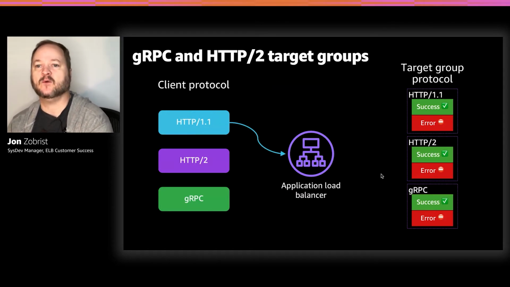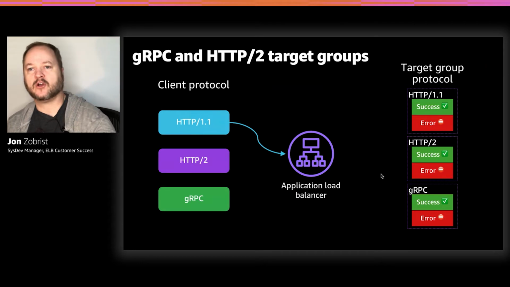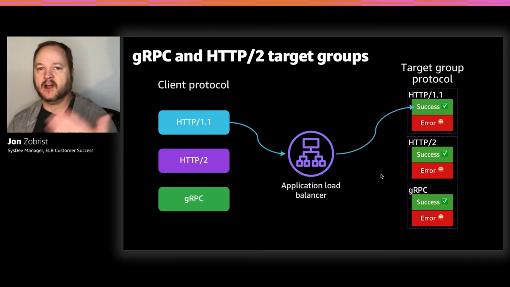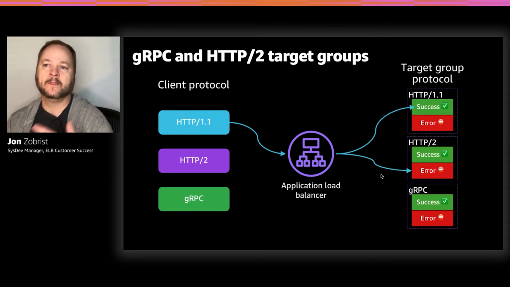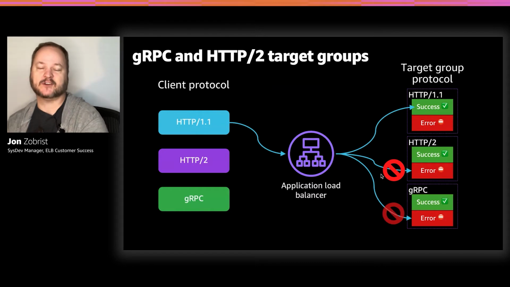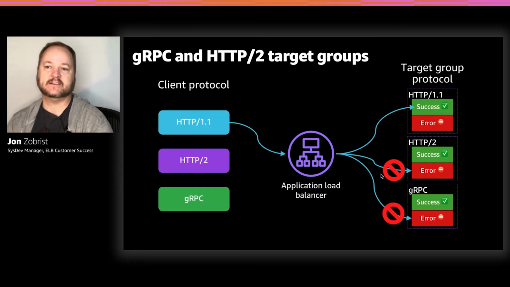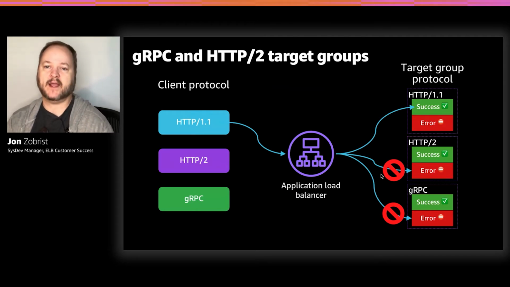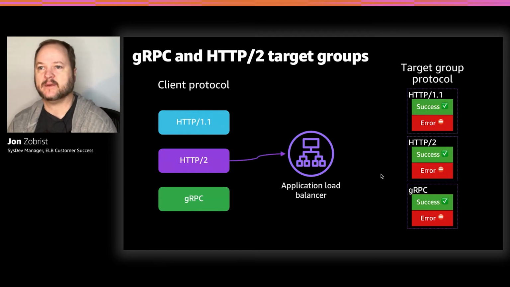So let's look quickly at what each protocol coming in the front door looks like going to the different target groups. Right now, if your clients are talking HTTP 1.1, it's going to work to your HTTP 1.1 target group. It's not going to work to your HTTP 2 target group or your gRPC target group. And the reason for that is we don't have a clean way to upgrade those protocols, and there's a lot of things in them that really don't translate from HTTP 1 to HTTP 2 or gRPC.